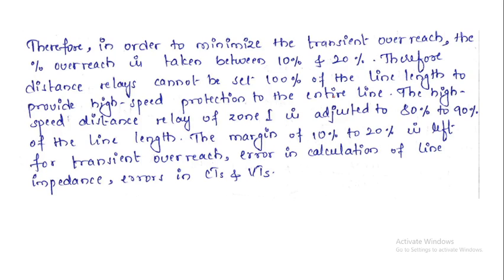A provision of 10 to 20% needs to be kept as an extra. Okay, so the line length protected is only up to 80 to 90%, whereas the rest 10 to 20% is left for the transient overreach, errors in the CTs and VTs, or the calculation error in the line impedance. For all those we have to have a margin of 10 to 20%. So this is about the overreach as well as the underreach phenomena of the relays, how it is going to act as an underreach and how it is acting as an overreach.